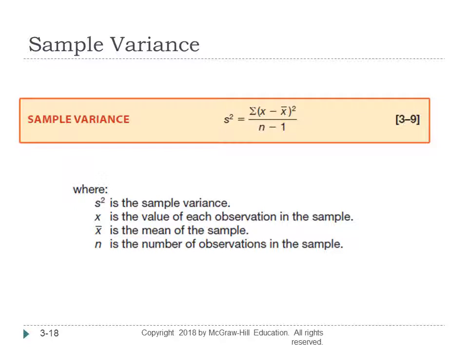Now for a sample, the formula for calculating the sample variance is slightly different. We use S squared to refer to the sample variance. It is the sum of x minus x bar squared, divided now by n minus 1, where n is the number of observations. So here you take the sum of the square of deviations from the mean divided by n minus 1, where n is the number of observations.